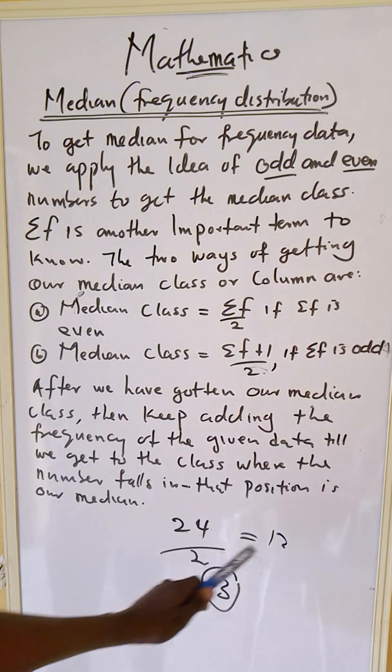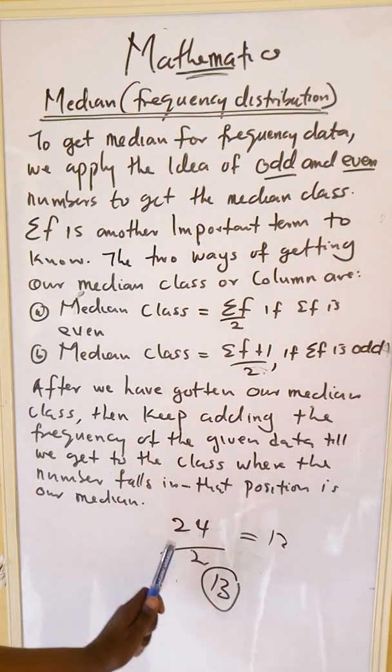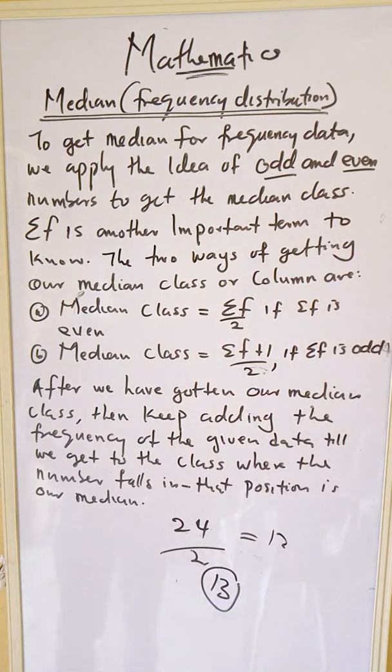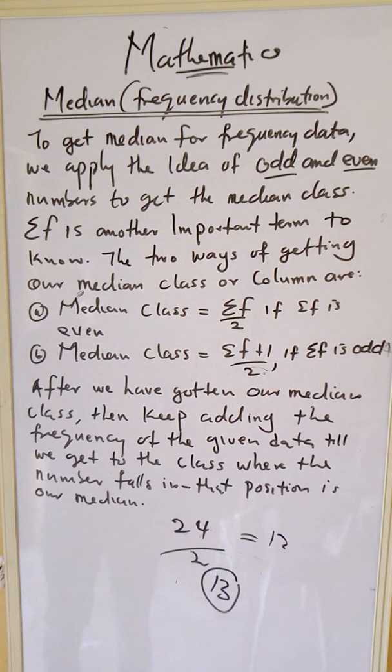So after dividing by 2, if it is an even number, it gives us 12. Now the next thing we need to do is go back to our table. We now begin to do what we call cumulative frequency. And what is cumulative frequency? Cumulative frequency is when you start adding your frequency from the first one to the bottom. So after adding them together, the number that falls within 12 will be your median class.